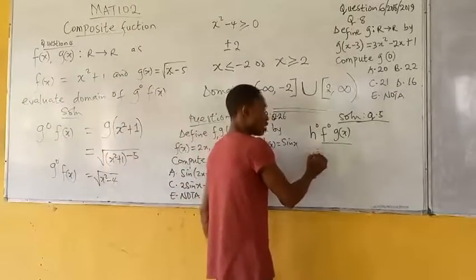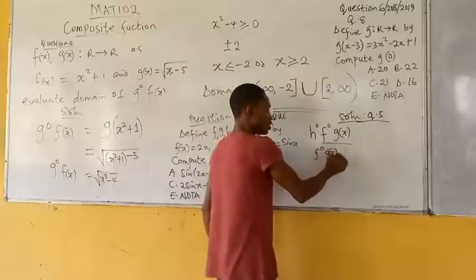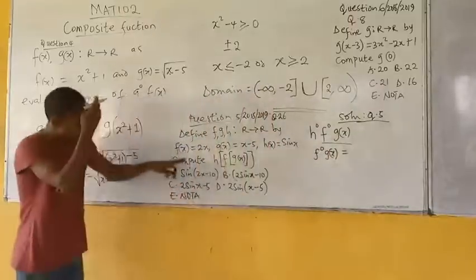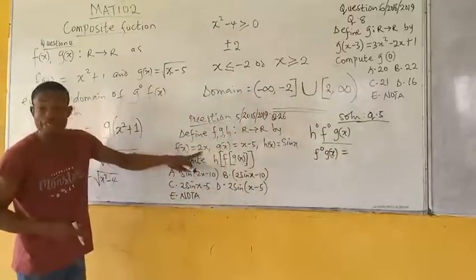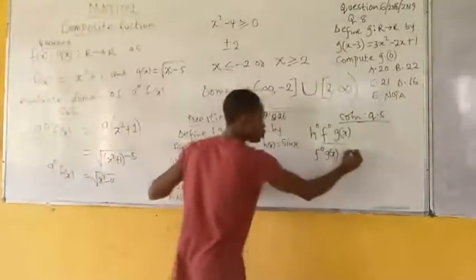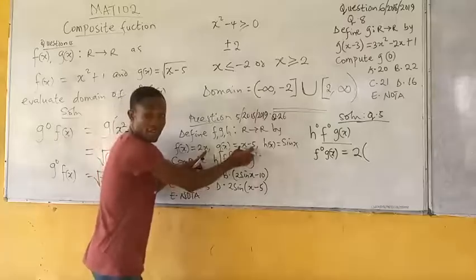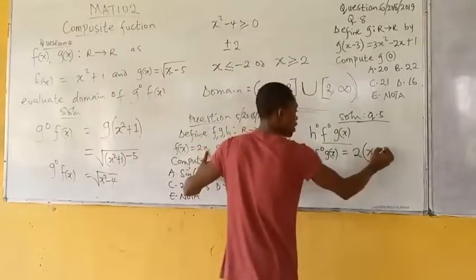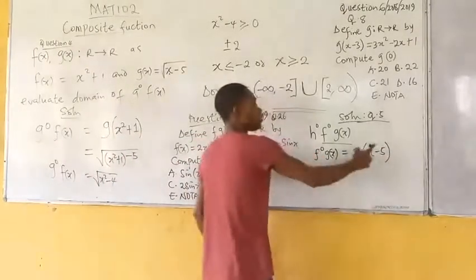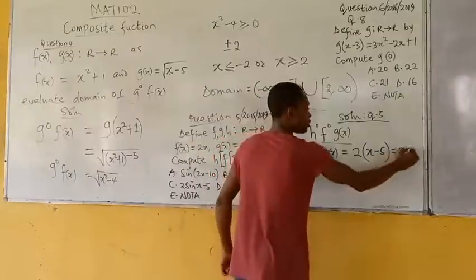So first, let us evaluate f of g of x. That's going to be equal to, where is my f of x? 2x. So I'm going to write 2, open bracket. Wherever I see x, I will fix the value of x. And the value of x is x minus what? If you simplify this, what would you get?